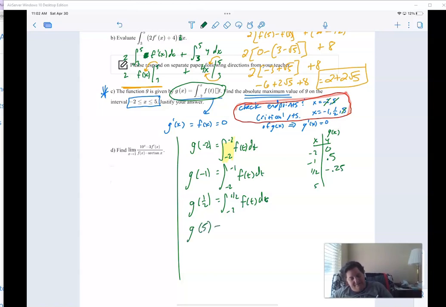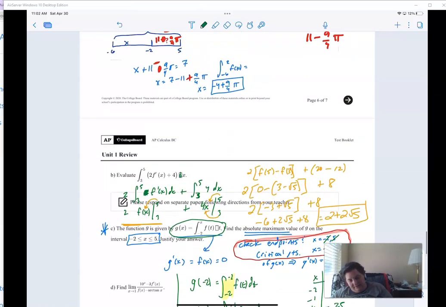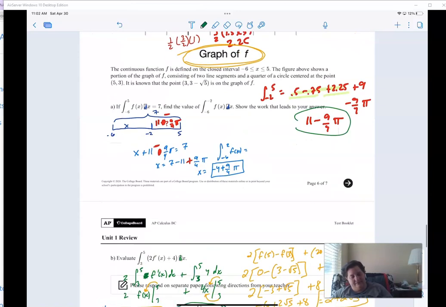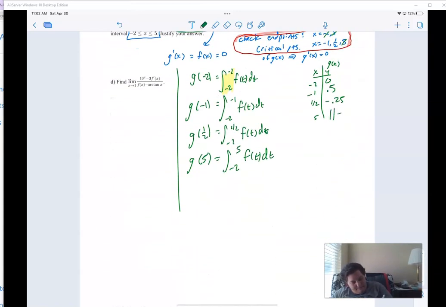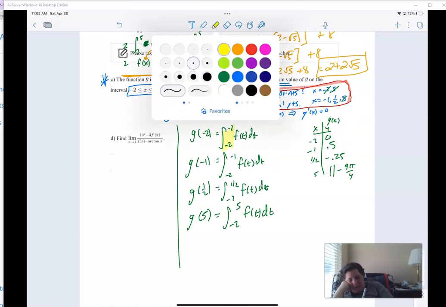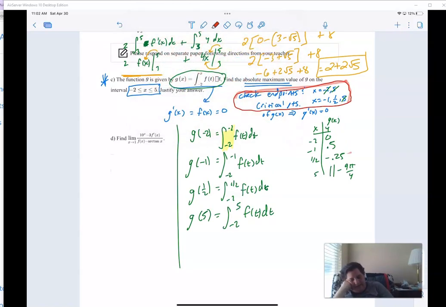And then g of 5 is the integral from -2 to 5 of f of t dt. I'm not going to calculate that again. I already found it. The integral from -2 to 5 was 11 minus 9 pi over 4. And I want to know the absolute max. It's definitely not the others because they're small. My only question is whether 11 minus 9 pi over 4 is positive or negative. I have to compare it to 0.5.